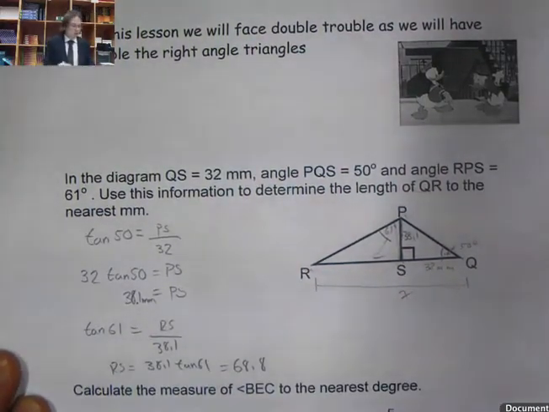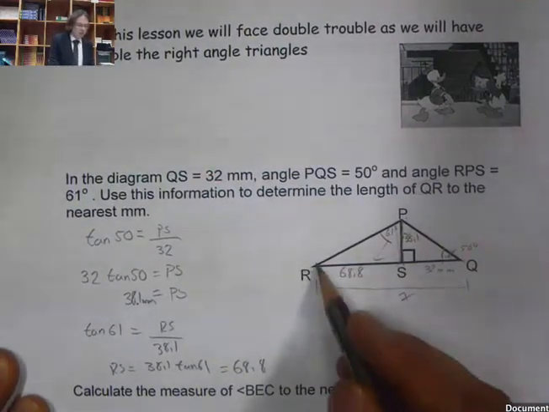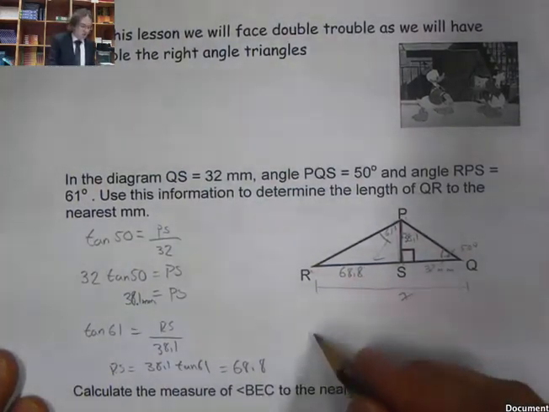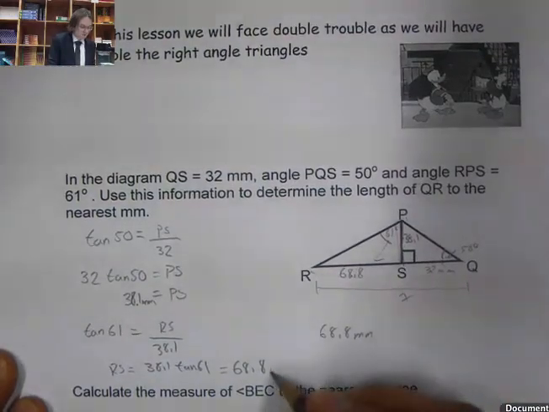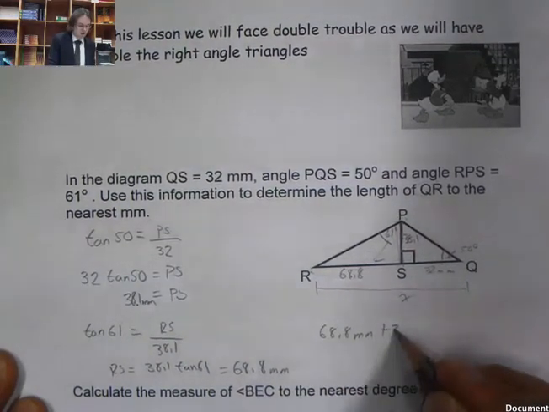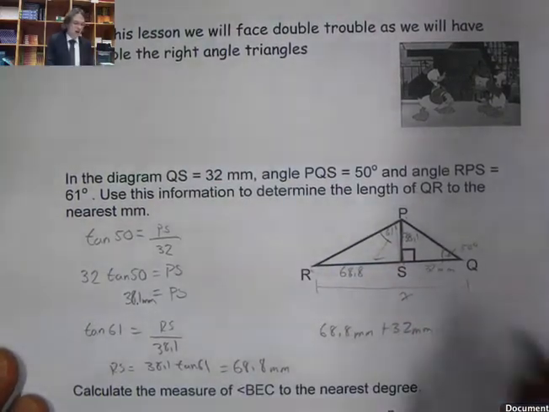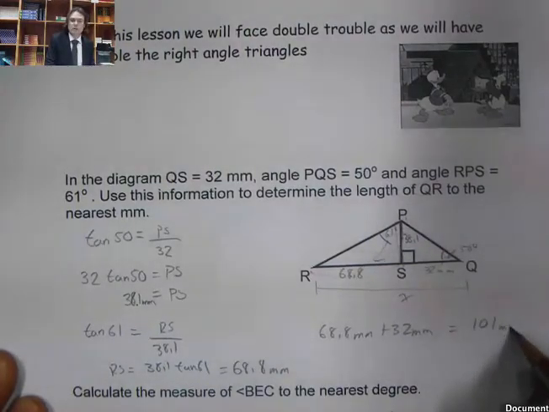Okay? So I look at this now. This is 68.8. And my whole distance is going to have to be 68.8 plus 32. So if I add those, 68.8 millimeters plus 32 millimeters, and to the nearest millimeter, so that's really 69, this is going to give me 101 millimeters.